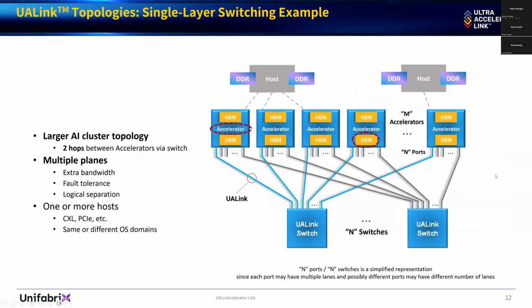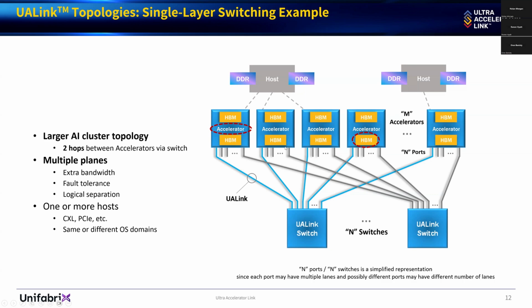If we want to grow into larger topologies, we go into a single layer switching. We have here N switches, N UALink switches. And in this example, we have N ports on the UALink accelerator, and we see multiple planes. And each plane connects all the accelerators and provides full connectivity between the accelerators. And the reason that we have multiple planes, first of all, it provides extra bandwidth. We could reach from one accelerator to another through multiple paths.